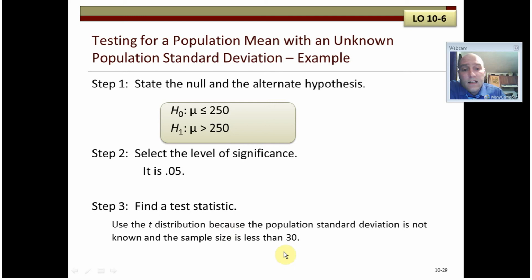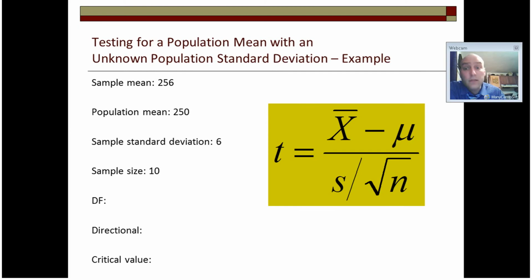Which test statistic do we use? Well, we don't have sigma, but we've got t. We don't have sigma, but we have s. Because we have s, we've got to use t. Given our sample standard deviation, our sample mean, our population mean, we've got all this stuff. A sample size of 10 weeks means that we have 9 degrees of freedom for our t-value.